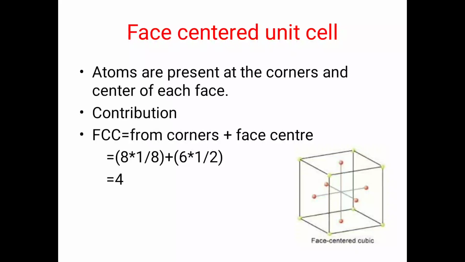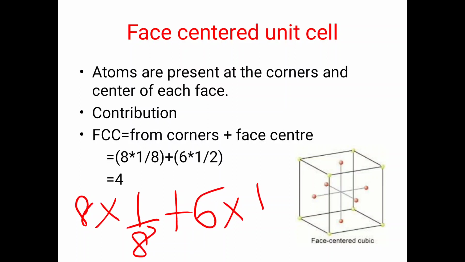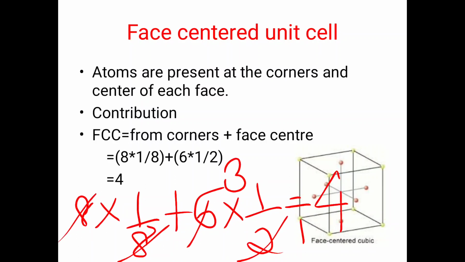Face centered. Atoms are present at the corners plus they are at the face center. So how many are there at the corners? 8. So its contribution is 8 into 1 upon 8, plus how many are there at the faces? 6 are there. 6 into half, which is nothing but 3. So 1 plus 3, the total comes to 4.